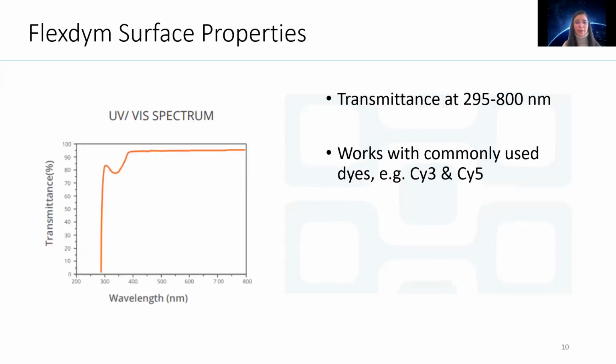And we also have UV-Vis spectral data showing that Flexdym permits transmittance between 295 and 800 nanometers, which means that it is compatible with fluorescence microscopy analysis and works with the commonly used dyes, for example, such as Cy3 and Cy5.